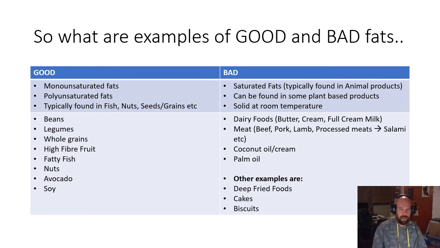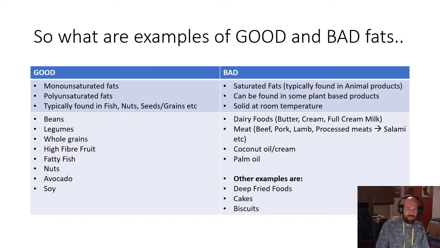Typically LDLs are found in your saturated fats. They turn solid at room temperature. So your butter, your cream, your full cream milk, and then you've got your meat as well with all the stuff on the outside of the meat. Processed meats like salami have a really high fat content. Oil, deep fried foods, lots of cakes, biscuits, basically all the good stuff in life is really bad for you. That's not cool.